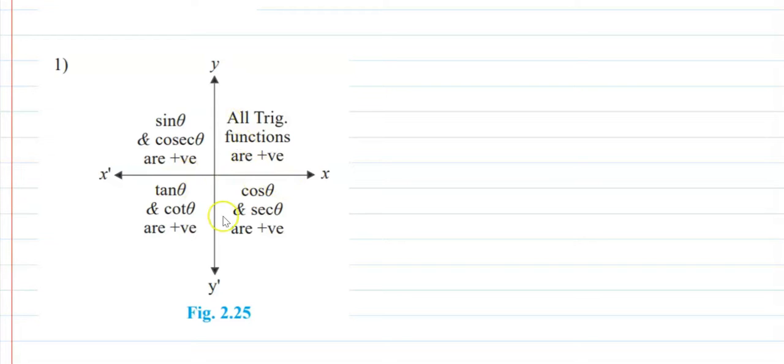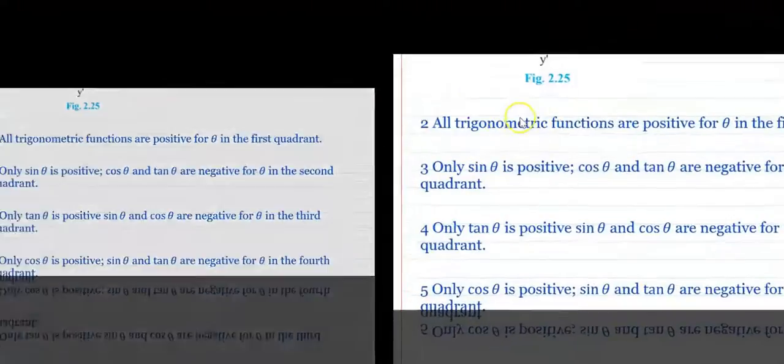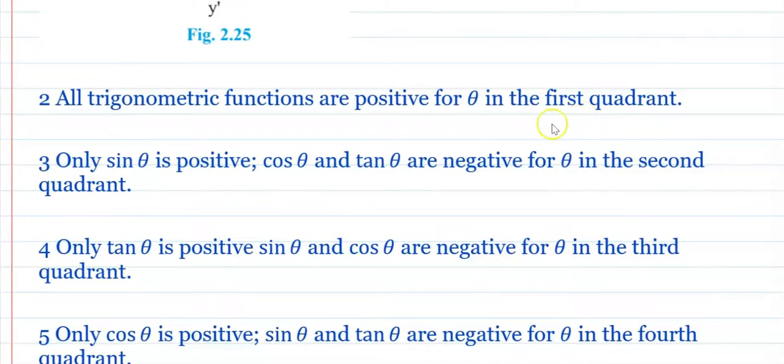this is the x-axis and y-axis. 4 quadrants are there. In first quadrant, all trigonometric ratios are positive. In second quadrant, sine and cosec are positive. In third quadrant, tan and cot are positive. And in fourth quadrant, cos and sec are positive. Main points. Okay. Next, all trigonometric functions are positive for theta in the first quadrant.